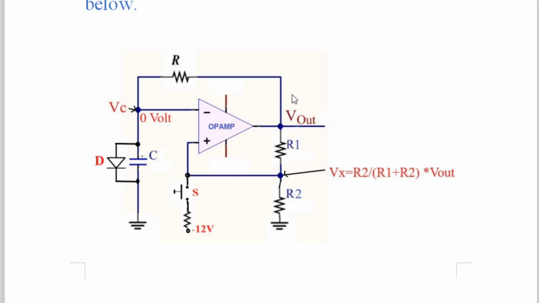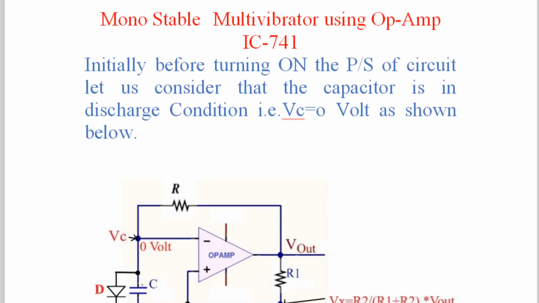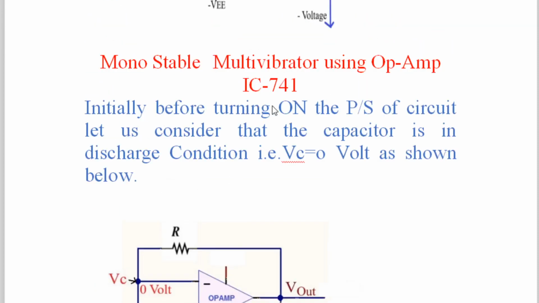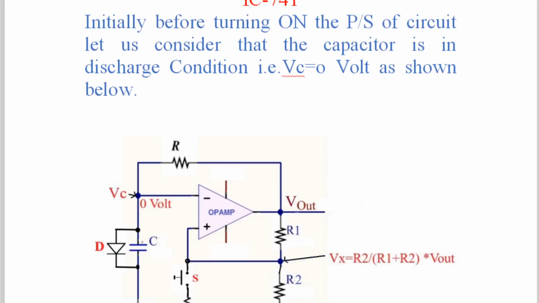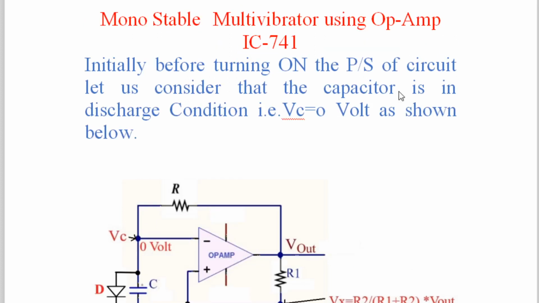0 volt. And now after this, in the next step, let us turn on the power supply. And then in the next step, you will find out that here I will write plus 12 volt and here I will write minus 12 volt. So initially, before turning on the power supply of the circuit, that's why plus 12 is not written here, minus 12 is not written here. Before turning on the power supply, let us consider that the capacitor is in discharge condition, that is Vc is equal to 0 volt as shown below.